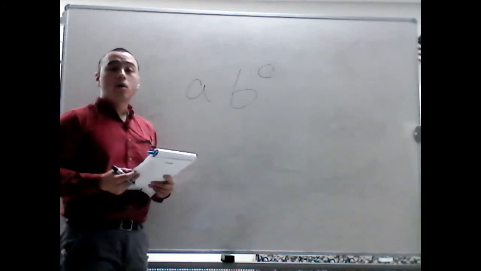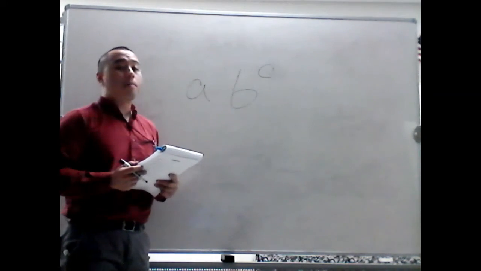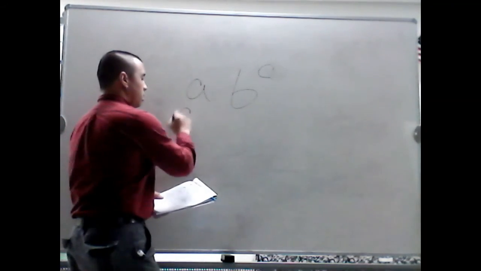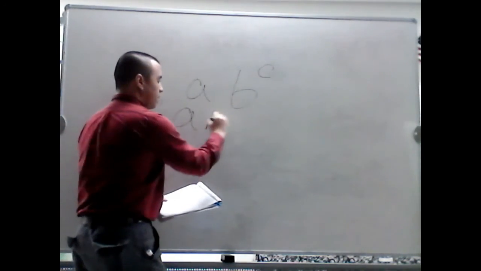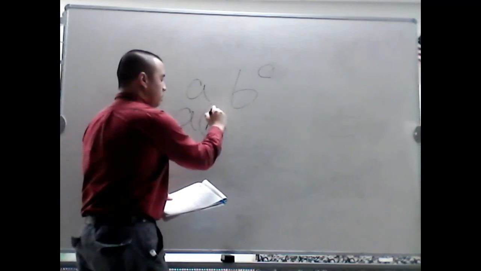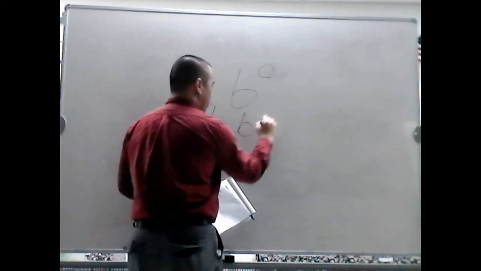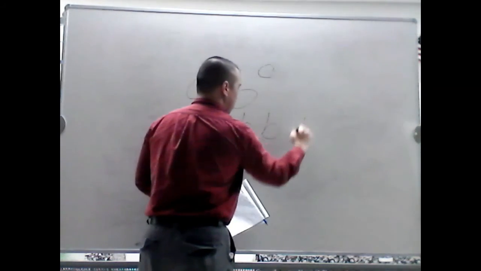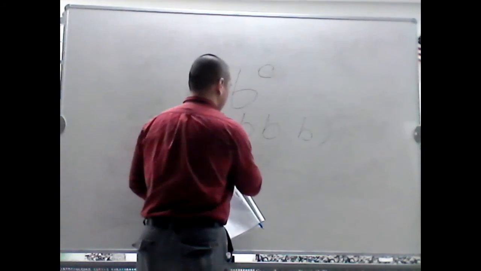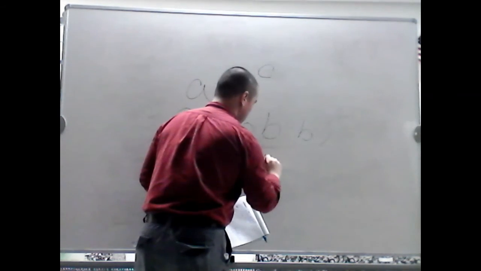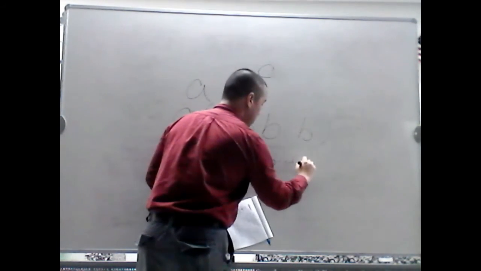We know that when A, B, and C are all positive, this is just A multiplied by B, and B multiplied by itself C number of times. So it will just be B times B, C number of times.